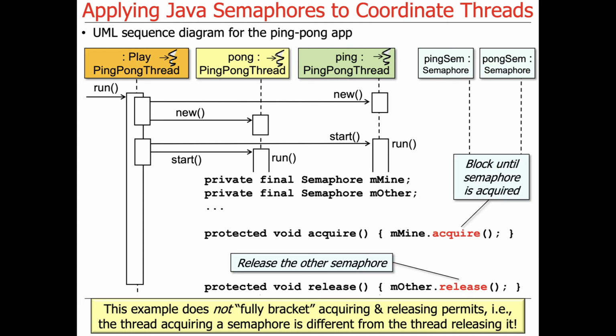So this is actually what the code looks like. Here's the acquire method. Acquire acquires your own semaphore and releases the other semaphore. And the way it works is that one thread starts out with mine starting out with the ping semaphore, and the other thread starts out with mine starting out to be the Pong semaphore, and then the other is just the other one. So it's a really clever implementation.